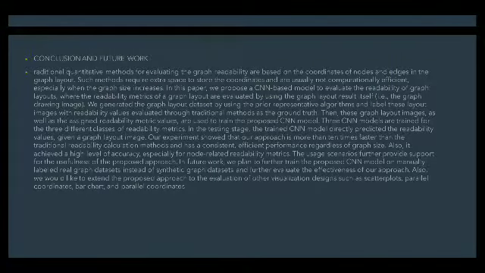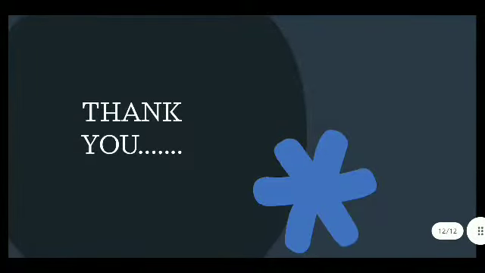The model achieves a high level of accuracy, especially for node related readability metrics. In future work, we plan to train the CNN model on manually labeled real graph data sets instead of synthetic graphs. Also, we would like to extend the proposed approach to the evaluation of other visualization designs such as scatter plots, bar charts, and parallel coordinates. So, this is all for my explanation. Thank you.